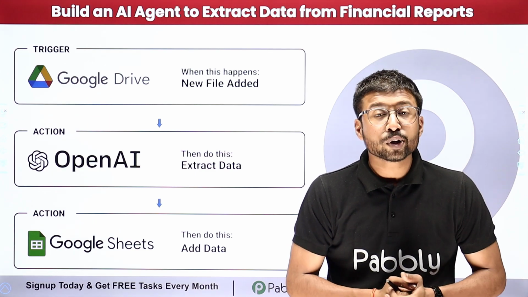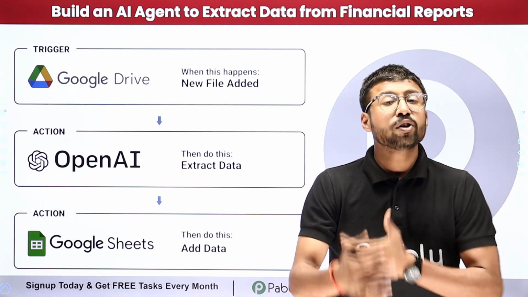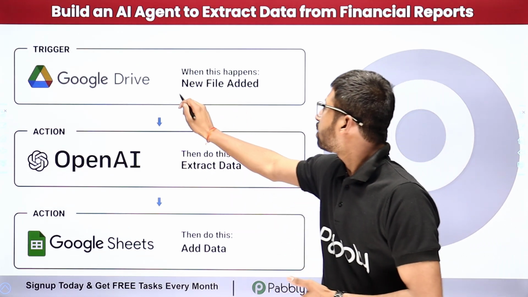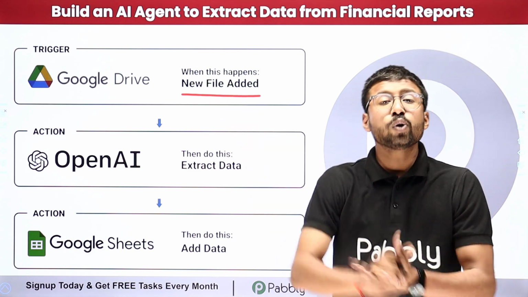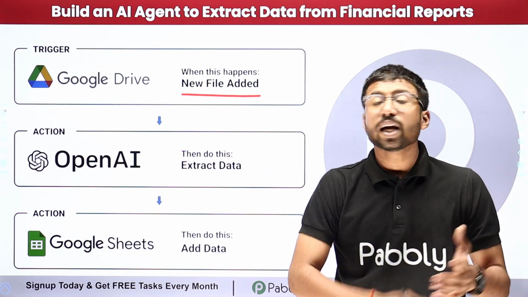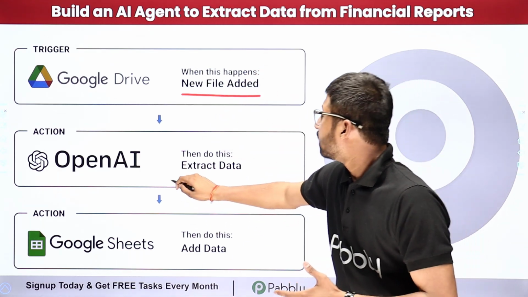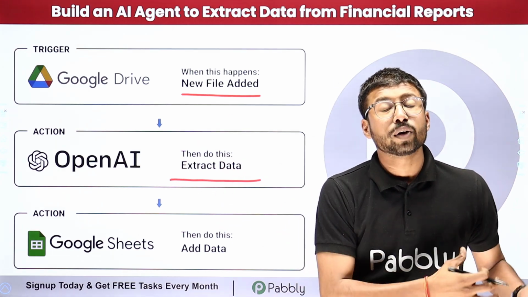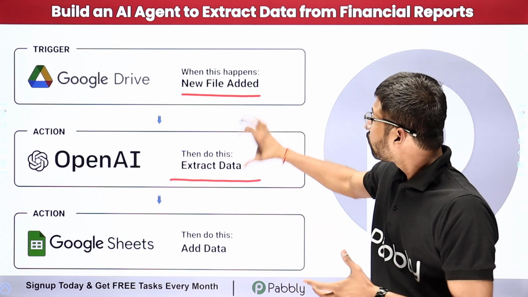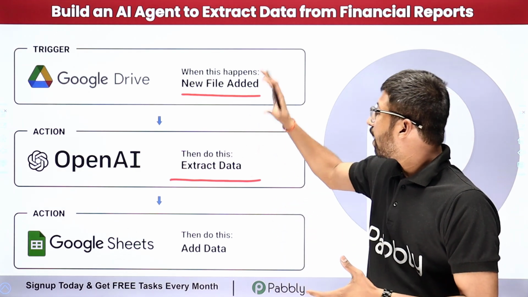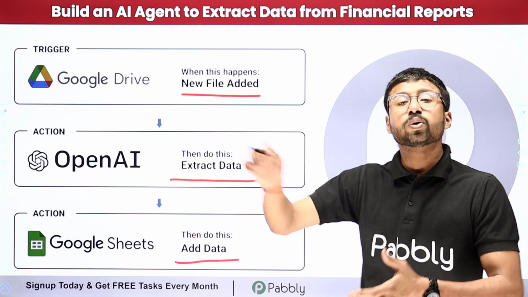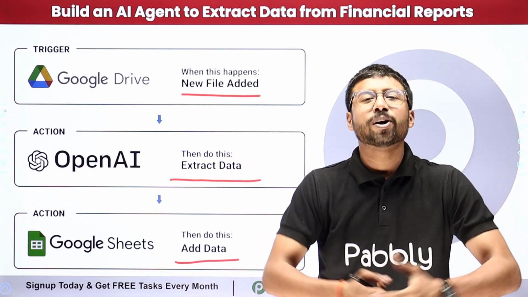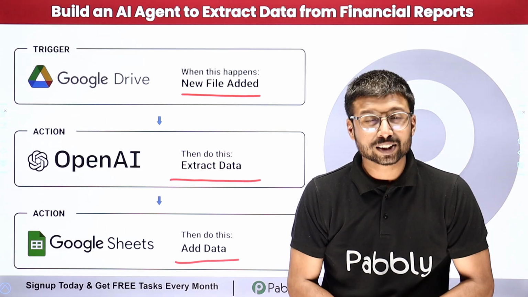So in this video, we are going to show you how you can build an AI agent which will completely automate this process. In this agent, all you have to do is just add the files or the financial reports in your Google Drive folder. And after that, this AI agent will take the files from Google Drive and send it to OpenAI. Using OpenAI, we are going to extract the data which we want to extract from the financial documents. And after extracting the data itself, this AI agent will add the same data back in our Google Sheet as well. Now, if you want to learn how you can build this AI agent all by yourself, for that, let me take you to my screen.